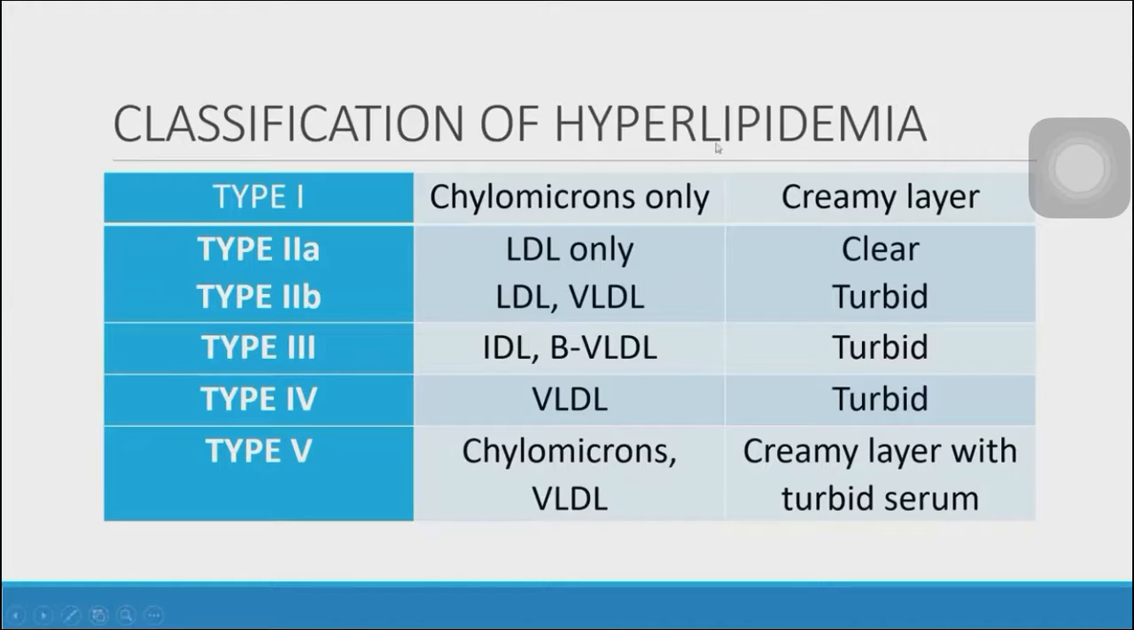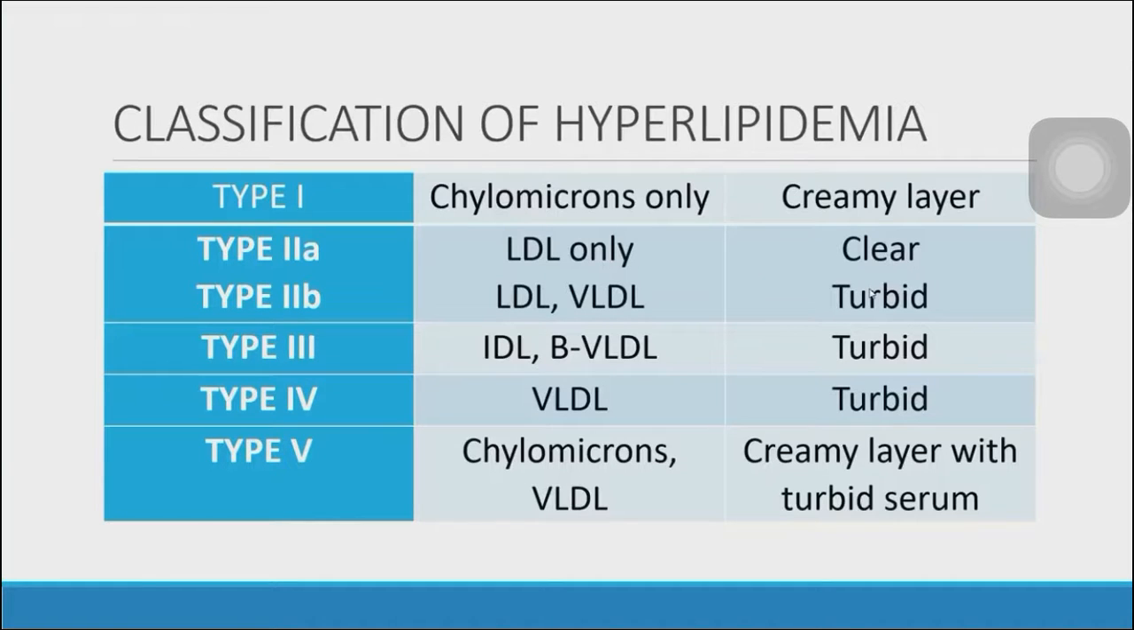How about for type 2? Okay, both contain LDL. But in type 2B, may laman siya na VLDL. So for type 2A, ang serum appearance is clear. And for type 2B, we have turbid appearance. So, ang palatandaan ko dyan, if isang type may laman na chylomicrons, ang basic serum appearance nun is creamy layer. So, kapag may VLDL naman, may turbid naman na serum appearance.